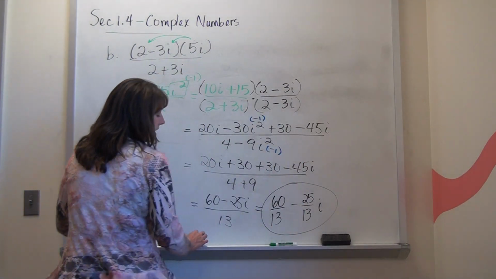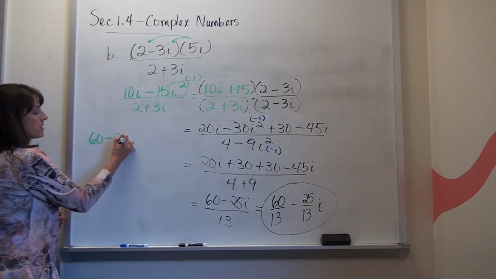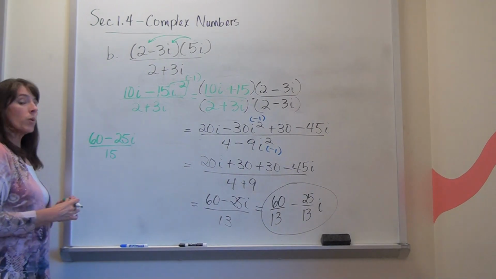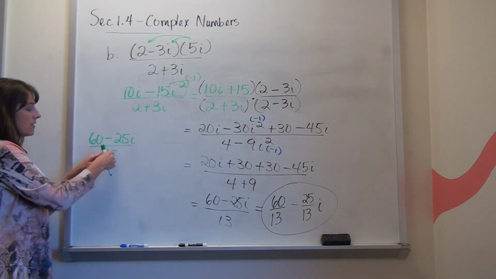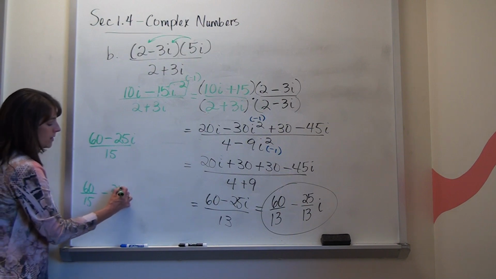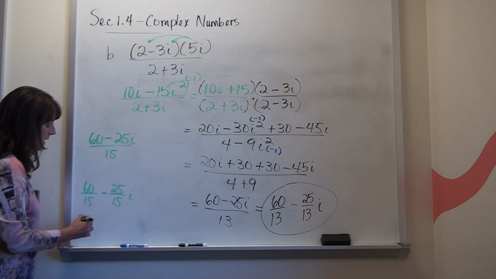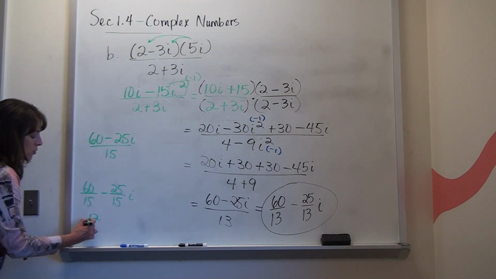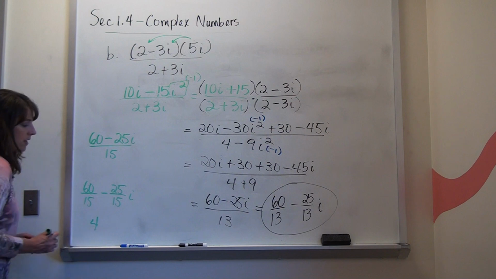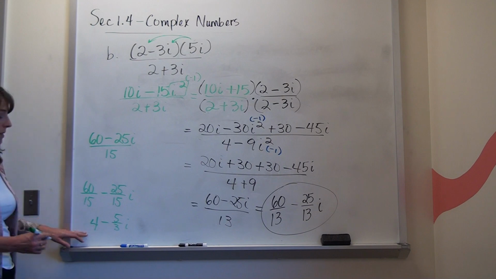Now again, let's say that instead of a 13, you ended up with a 15 down there. So you had a 60 minus a 25i divided by 15. Now that's not what happened, but let's just say it did. Well now, I can divide this out, and I can divide this out, and say that I've got a 60 over 15 minus a 25 over 15i. 60 over 15 reduces to 12 thirds, which actually reduces to a 4. And 25 over 15 reduces to a 5 thirds. So that would be your answer in that case.